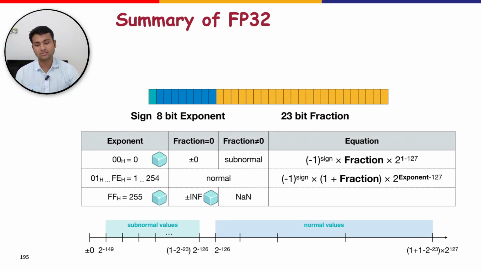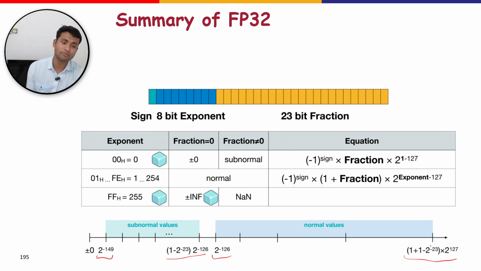So this is a summary of FP32, and we see that after plus minus 0, the smallest possible representation is 2 raised to the power minus 149, and the largest possible subnormal value is 1 minus 2 raised to the power minus 23 into 2 raised to the power minus 126. Then for the normal values, the smallest is 2 raised to the power minus 126, and the largest value possible is this, with plus infinity and minus infinity, of course.